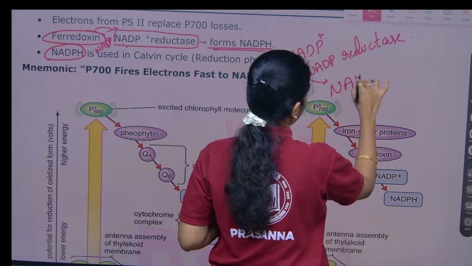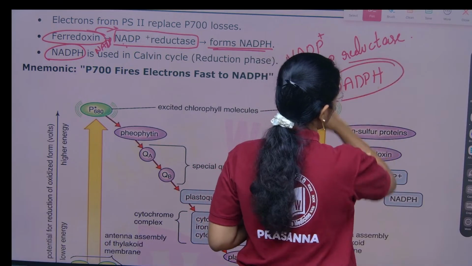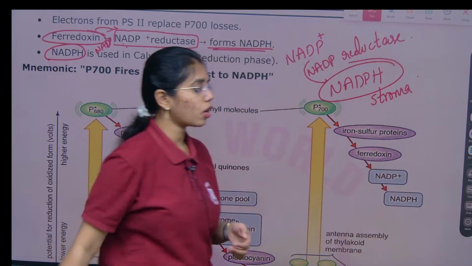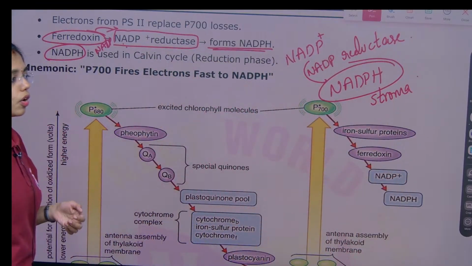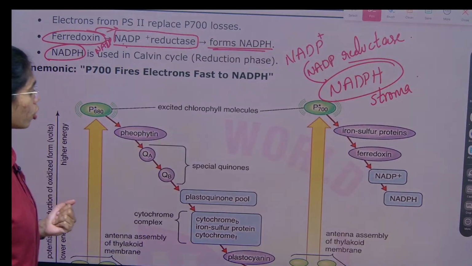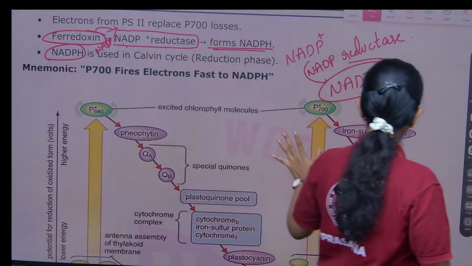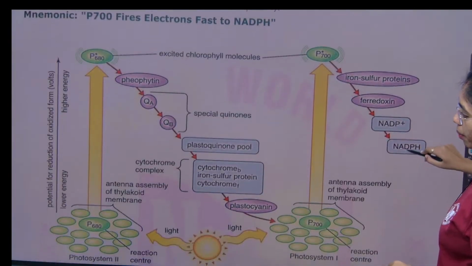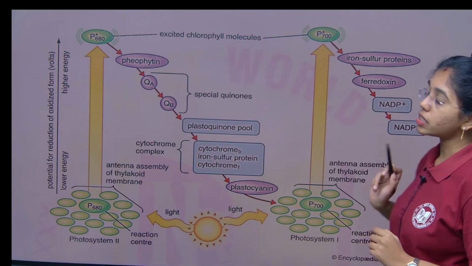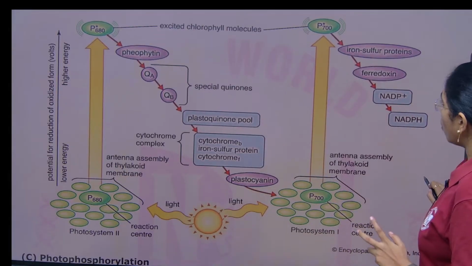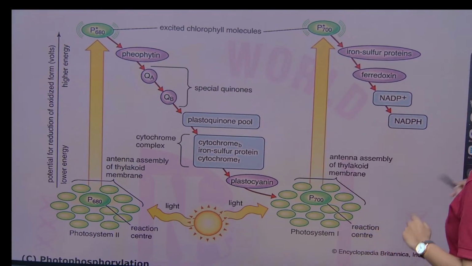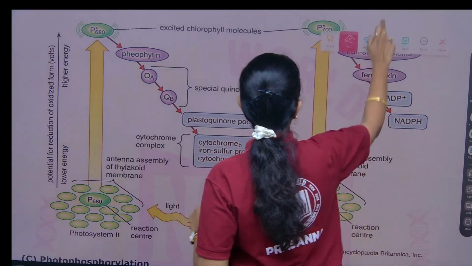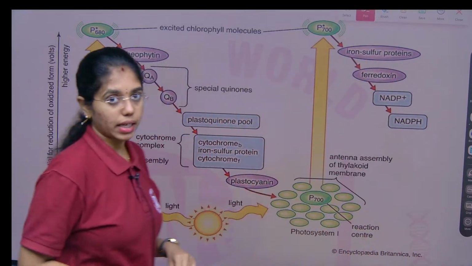NADPH is formed. NADPH is formed towards the stroma of the chloroplast, not in the thylakoid membrane. NADPH is formed where? In the stroma of the chloroplast. Here you see the detailed diagram, as it is you have to remember. This diagram as it is you have to remember, I am telling you. Once again clearly I will explain, listen. Non-cyclic photophosphorylation, this diagram you have to remember and present.